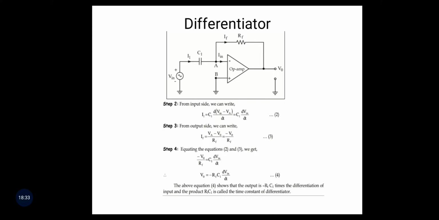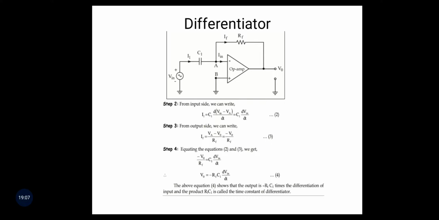From the output side we can write the If equation. If equal to (Va minus V0) by Rf. Here Va equal to Vb because of virtual ground. Vb equal to 0, that's why Va also equal to 0. So If equal to minus V0 by Rf.